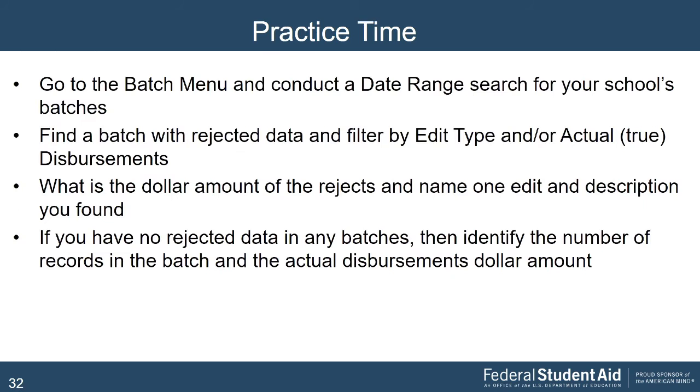And we're going to be back to another practice time. Okay. We're going to have you go to the batch menu and conduct a date range search for your school's batches. We're going to find a batch with rejected data and try to filter by edit type or actual disbursement.